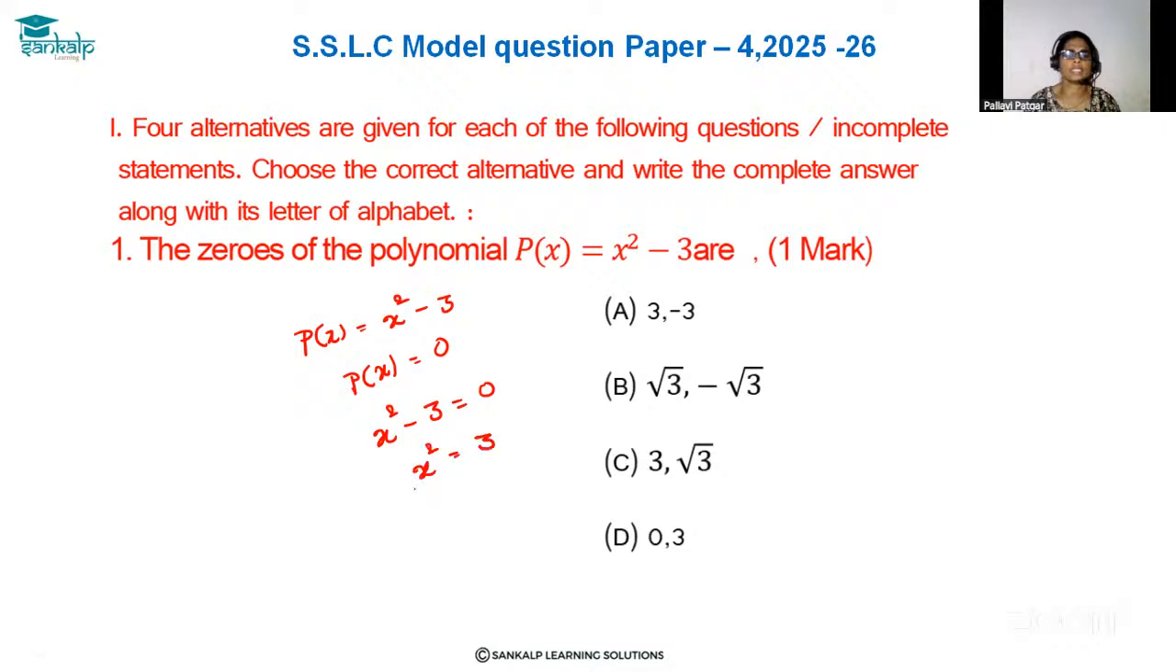So squaring both sides, x is equal to plus or minus square root of 3. So here x is equal to plus square root of 3, x is equal to minus square root of 3. So the zeros of the polynomial p of x are root 3 comma minus root 3. So in the given options, option B, root 3 comma minus root 3, is the right answer. Thank you.